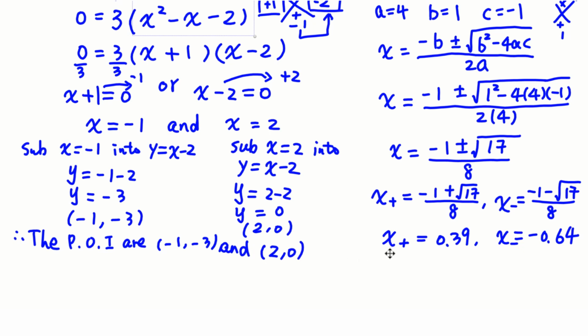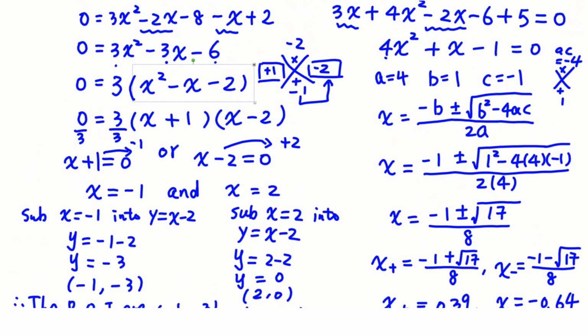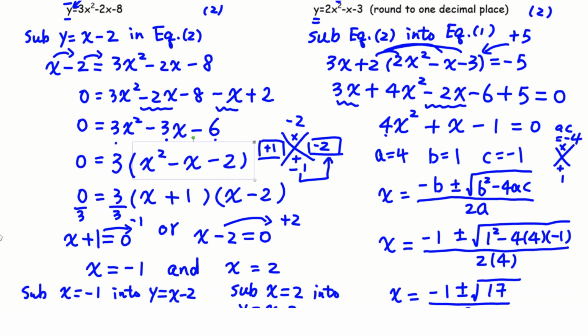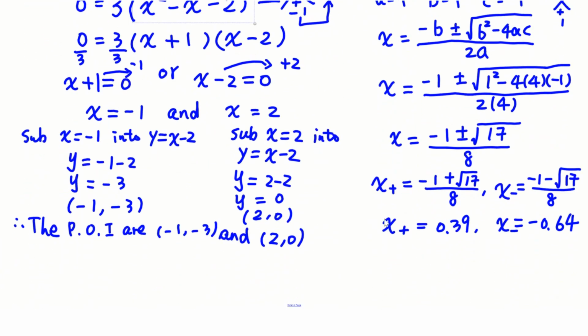Then don't forget you are going to sub the x plus value back to find the y value. In equation 2, the y value is isolated. You could sub into equation 2, or you could sub into equation 1, then isolate y and solve. But y in the second equation is isolated already, so we sub this x plus into equation 2. So y equals 2 times x squared, 0.39 squared, then minus 0.39, then minus 3.